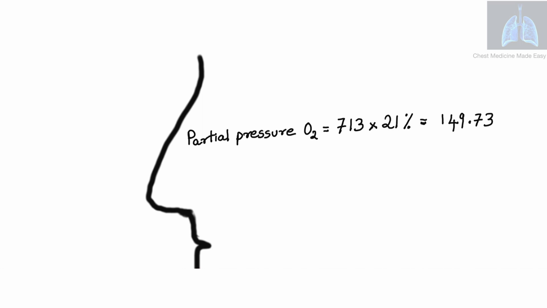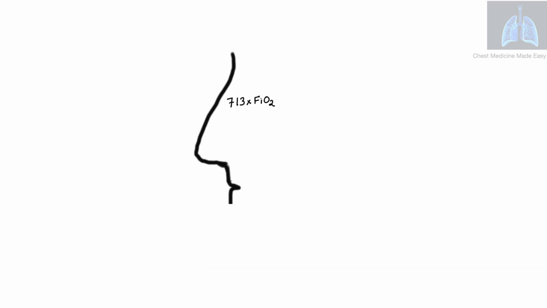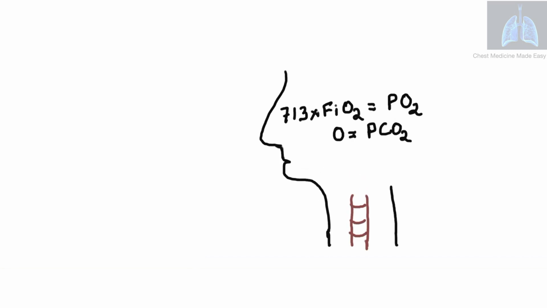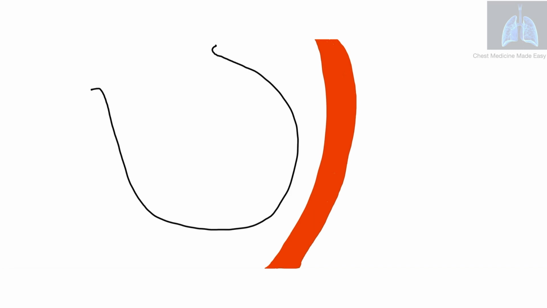But in a clinical setting, the patient may not be breathing 21% oxygen. So in this setting, the partial pressure of oxygen would be 713 multiplied by the fraction of inspired oxygen. So 713 multiplied by the FiO2 would be the PO2 entering your airways, and remember the PCO2 entering your airways would be nearly zero. So this gas enters your alveoli, and from this an amount of oxygen enters into your artery.